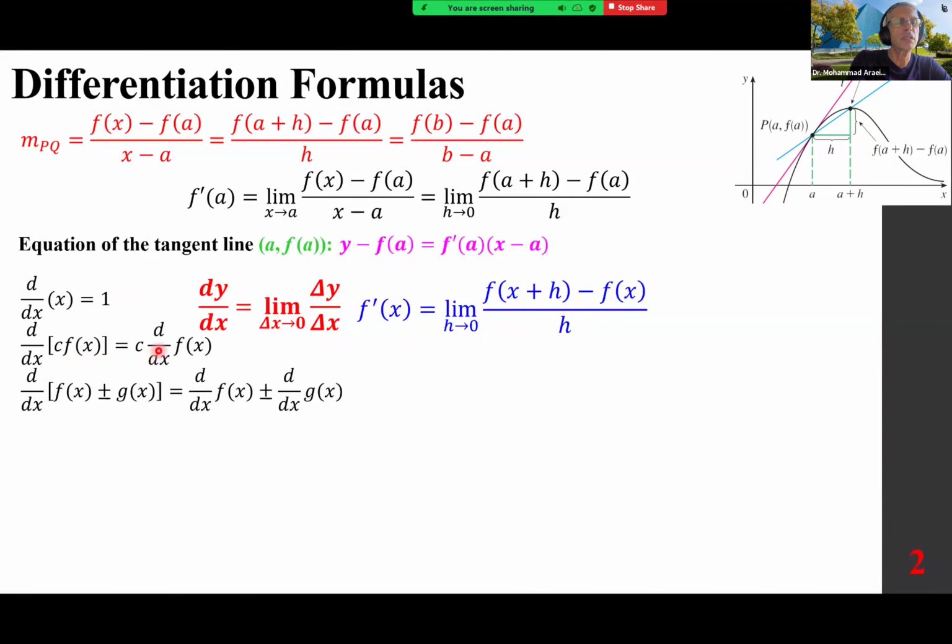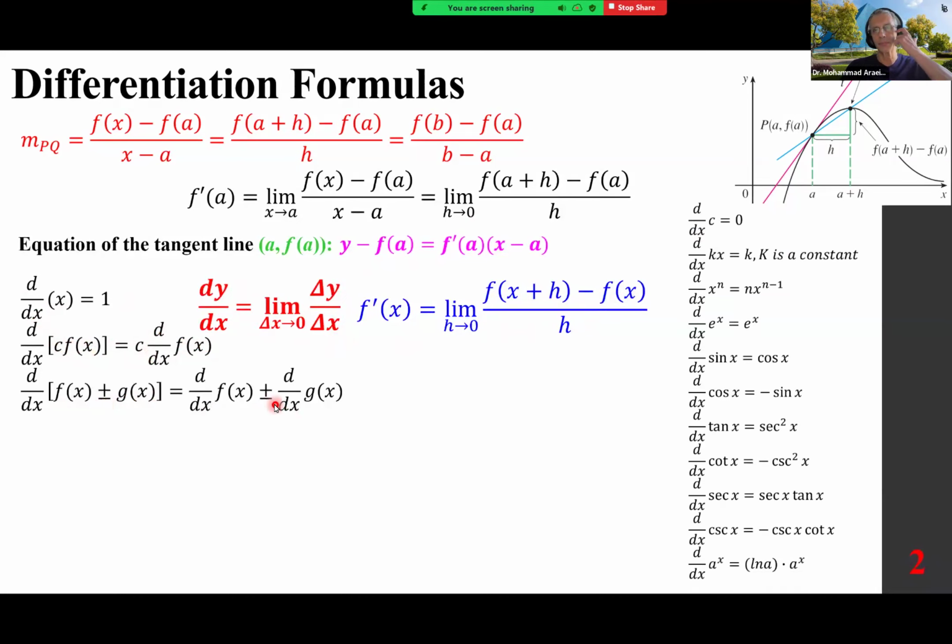d/dx of c f of x is c d/dx of f of x, meaning if you have a constant in front of a function, you can take it out. The derivative of a sum is the sum of the derivatives. The derivative of a difference is the difference of the derivatives. These are some basic differentiation formulas we should know.